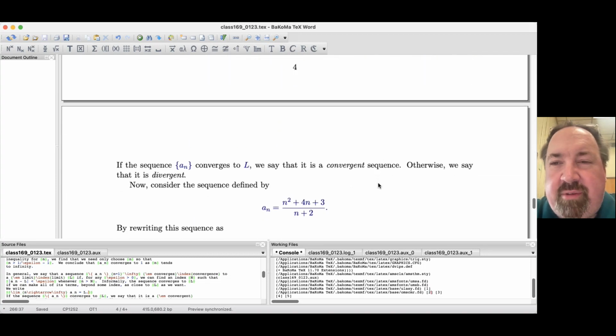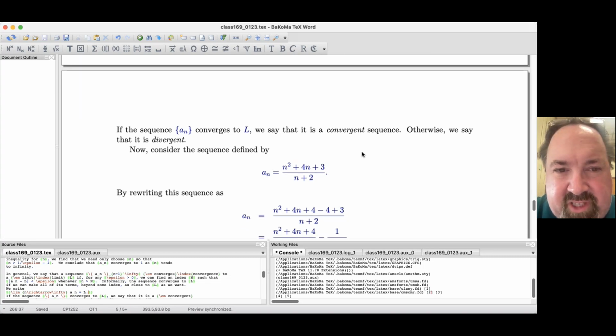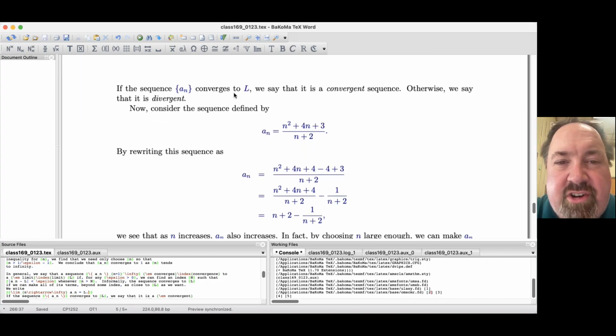Those of you who are math majors, if you ever take real analysis, you'll see this definition again. Okay. If a sequence does not converge to a limit L for any reason, then we say that the sequence is divergent.